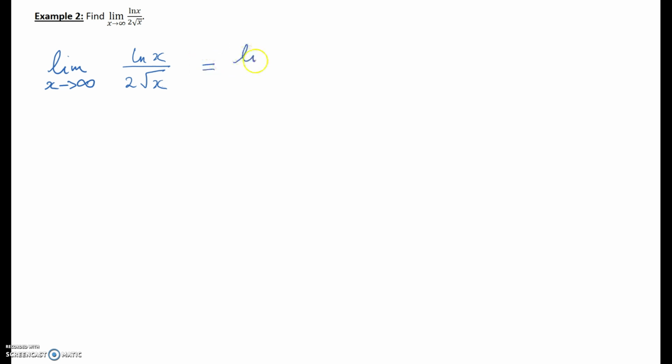If we do that, we get the natural log of infinity over 2 times the square root of infinity. Well, the natural log of infinity is simply infinity. And the square root of infinity is infinity, so 2 times infinity is also infinity. Infinity over infinity is another indeterminate case, similar to 0 over 0. We don't know what it means. And that means we can apply L'Hopital's rule.